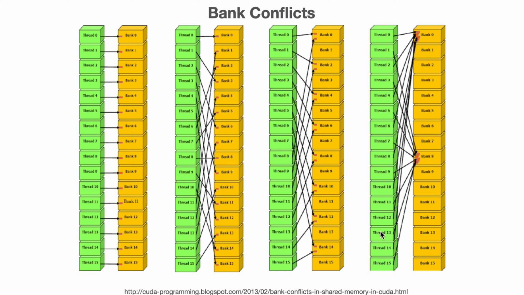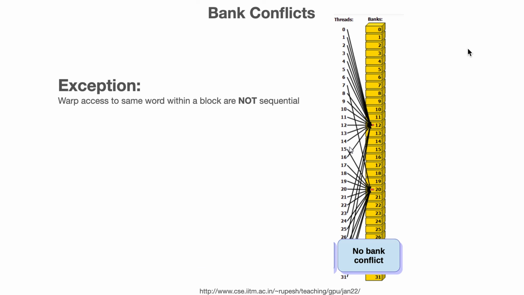In this particular case, there are even more bank conflicts because there are so many elements in the bank and we are accessing them from the same bank, so the requests have to be sequential. There is an exception to what we have learned till now. If we have a warp which is accessing the same word within a bank, then those requests are not sequential.